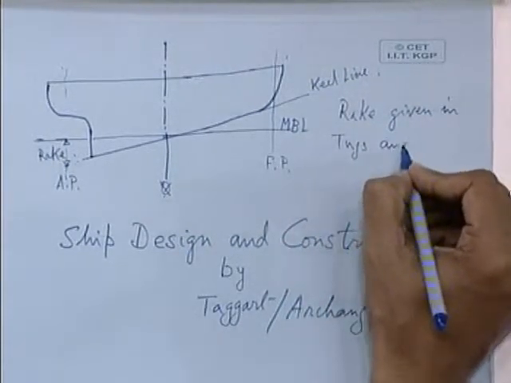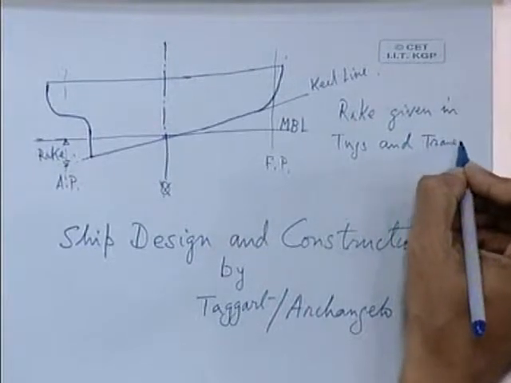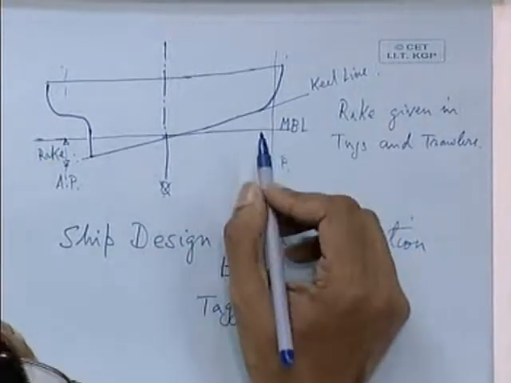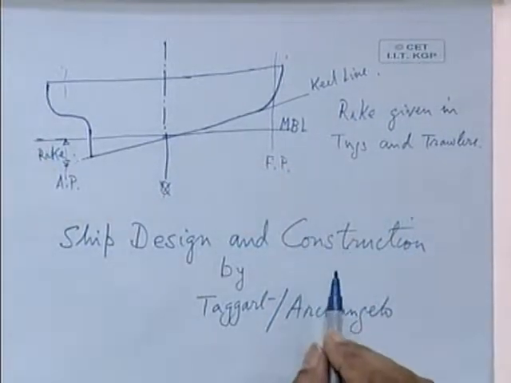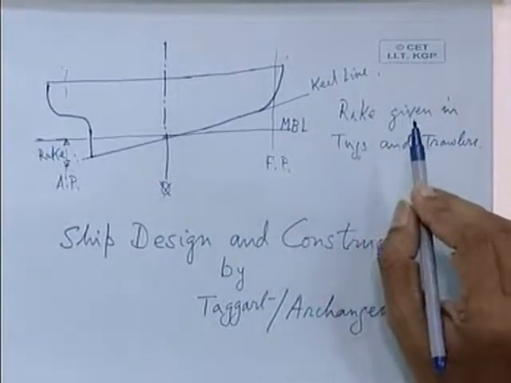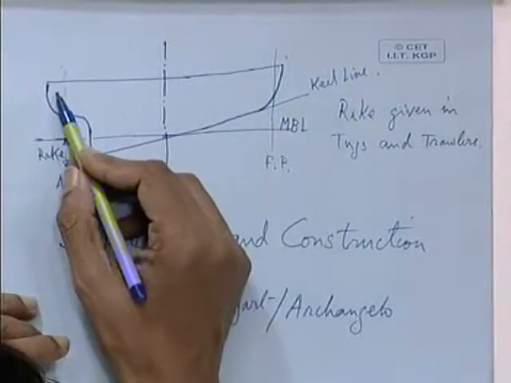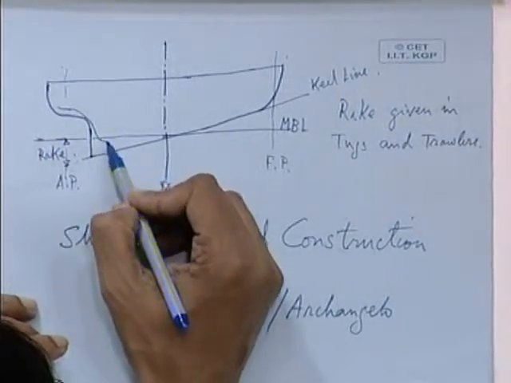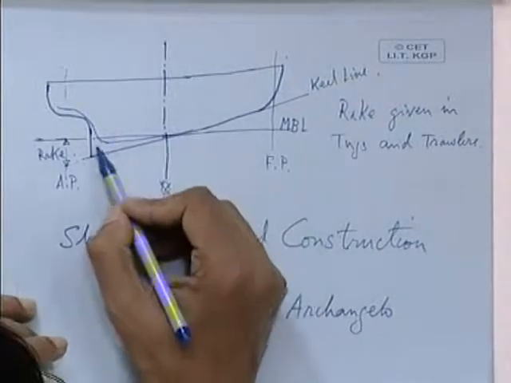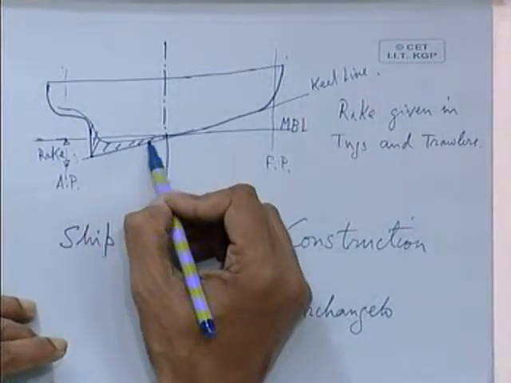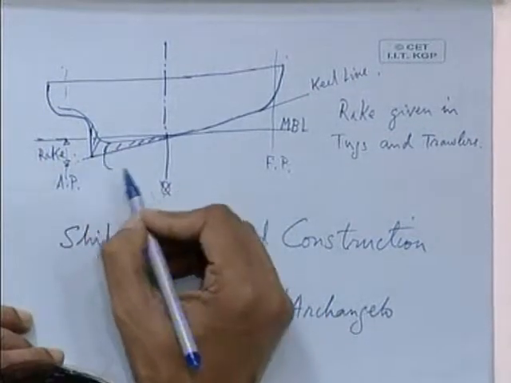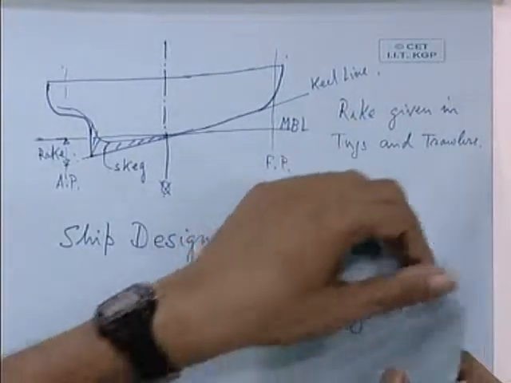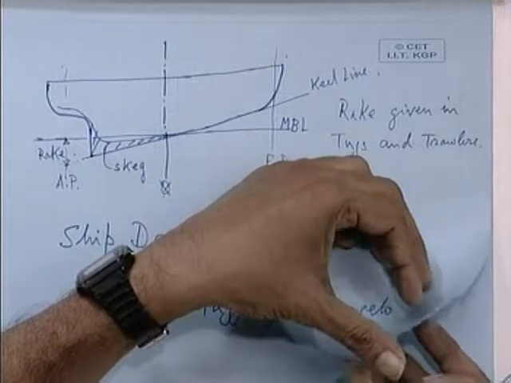Why? The reason, there are a number of reasons. One reason is for ease of docking, I told you, and taking out the vessel if it is grounded on the beach. Another reason is, you can see that this portion of the vessel, that means this portion, is the skeg. This is called a skeg. Now this skeg gives directional stability to the ship.